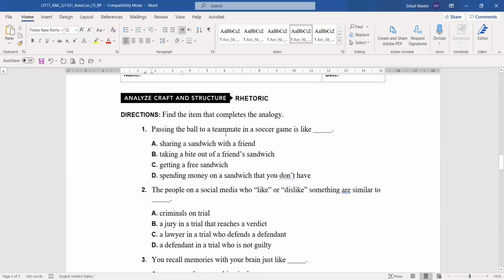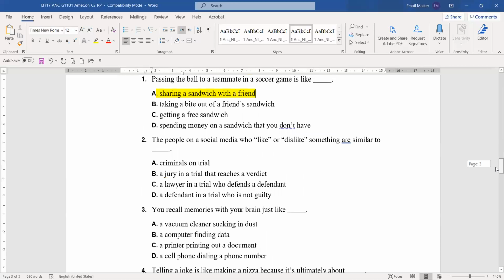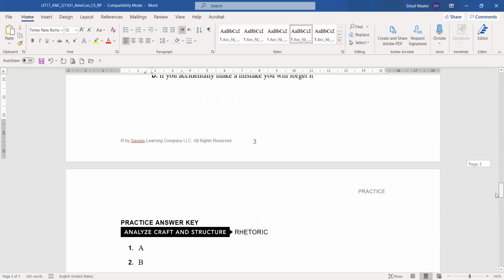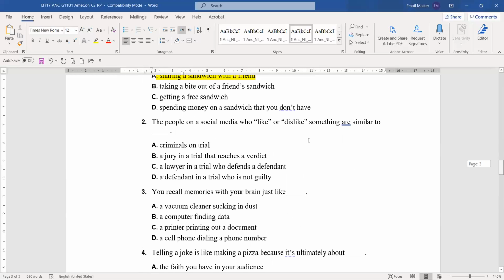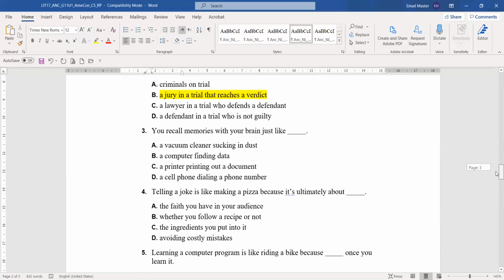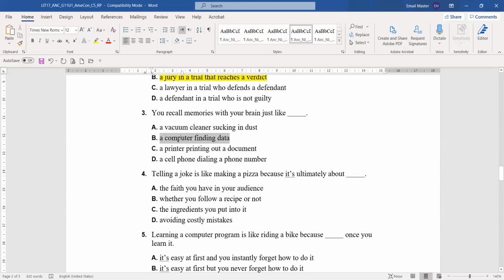So passing the ball to a teammate in a soccer game is like sharing. Sharing with one another. Sharing a sandwich with a friend. The people on social media who like or dislike something are similar to a jury in a trial that reaches a verdict. You recall memories with your brain just like a computer finding data.